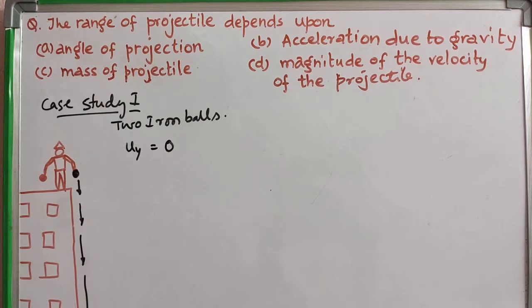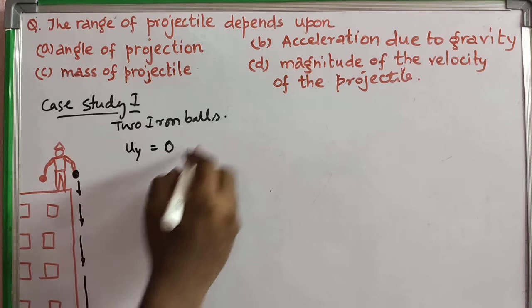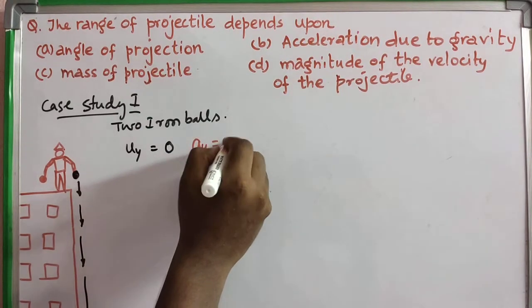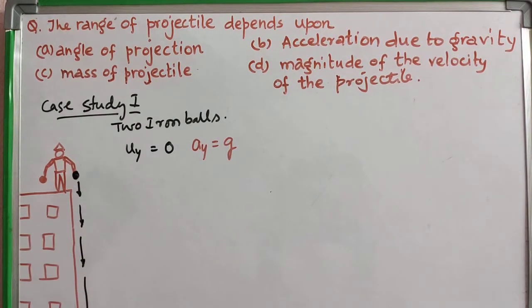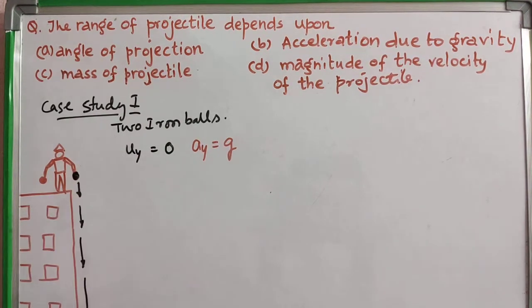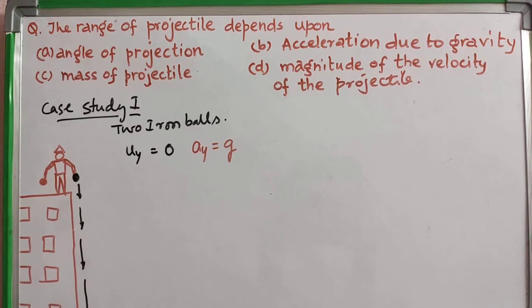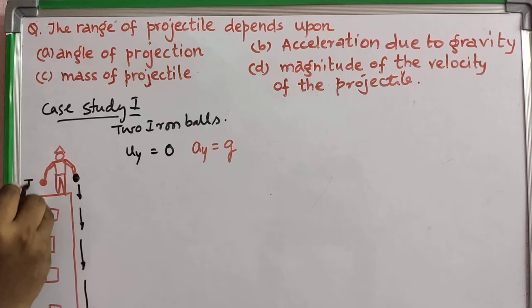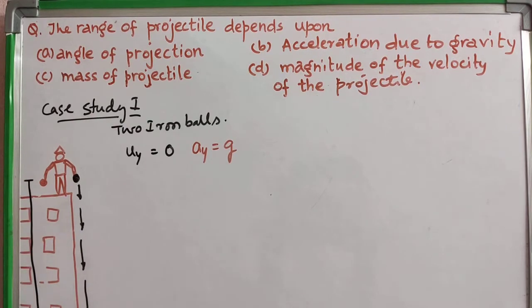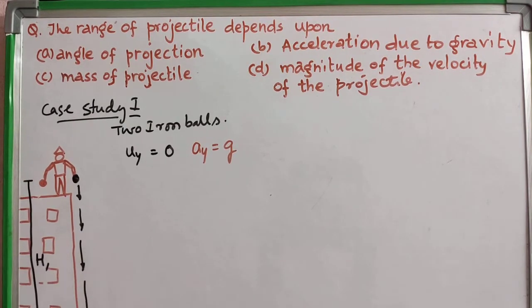And what is the acceleration along this axis? The acceleration ay is equal to the acceleration due to gravity, and that is taking place because of gravitational pull. So gradually the velocity is going to increase as the body moves down. Clear? Let us assume that the height from which it is dropped is h.